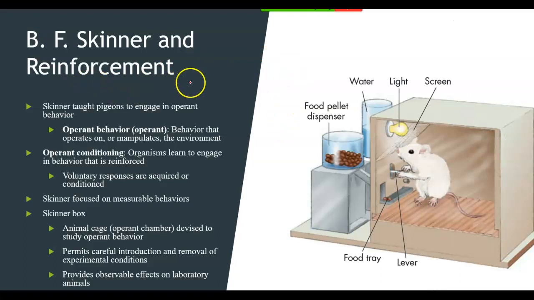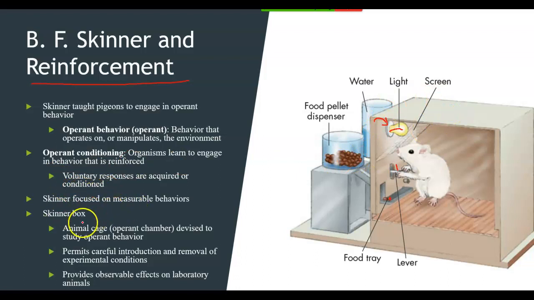Now, who took it a huge step further was B.F. Skinner. B.F. Skinner's reinforcement, okay? Skinner taught pigeons to engage in operant behavior. Operant behavior is behavior that operates or manipulates the environment, okay? So operant conditioning is when the organism learns to engage in behaviors that are reinforced. So voluntary responses are required for this type of conditioning. So for example, when the light would turn on and the rat would press a lever, the rat would get food. But if the light was not on and the rat pressed the lever, it wouldn't get anything. So the rat eventually would only press the lever when the light would come on. It had been trained to press the lever when the light came on because then the rat would receive food.